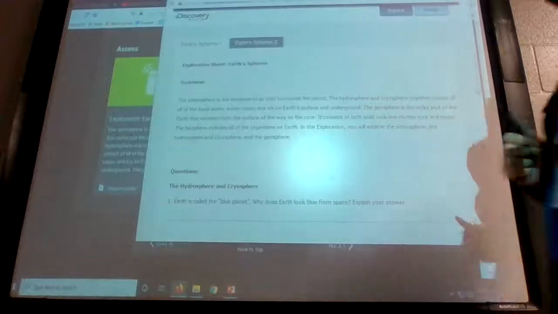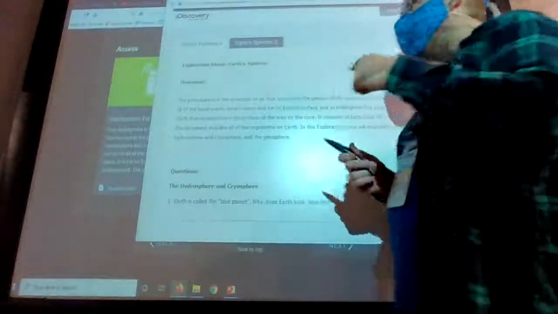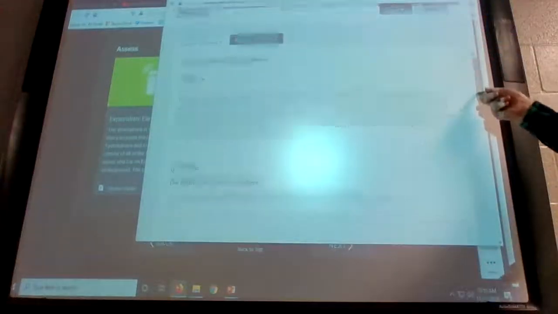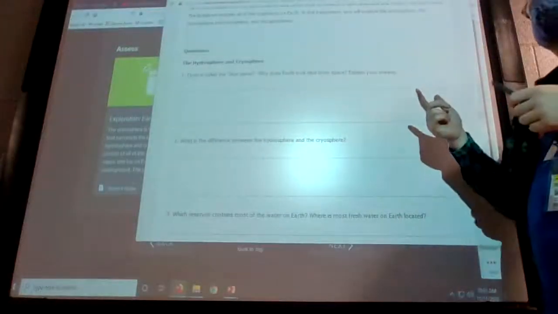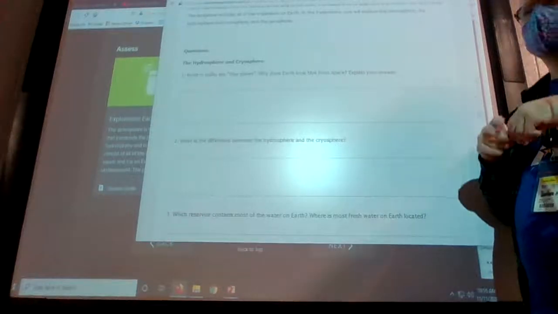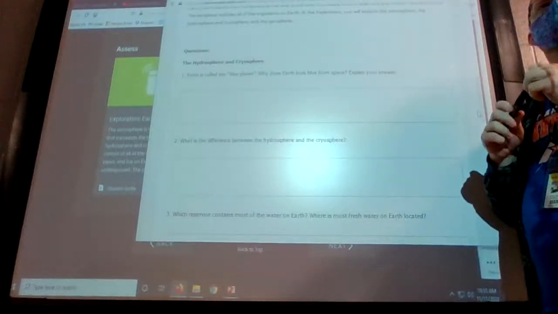Starting off on page 1, Earth spheres. They have a little bit of an overview, and then they get right into it and say, Earth is the blue planet. Why does Earth look blue from space? Explain your answer. Because 70% of our surface is covered in water.